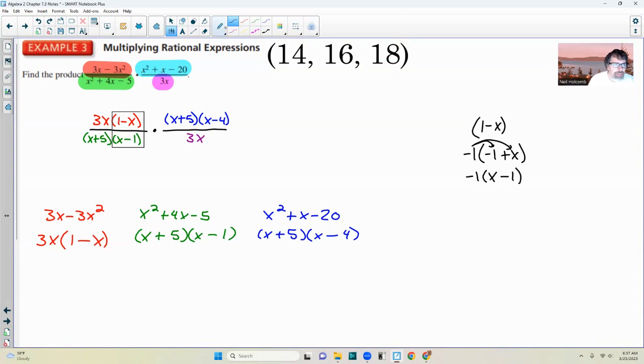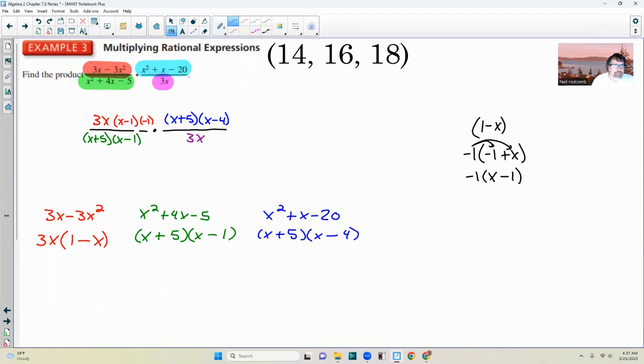So I'm going to change this right here to a parentheses, x minus 1, and then times a negative 1 like this. Okay, hopefully that makes sense to you. Whenever they're reversed like that, you can change it. Actually, I don't need that anymore. Okay, and now I have those.